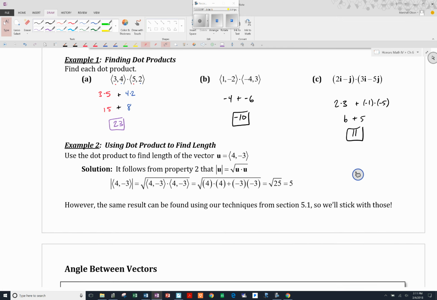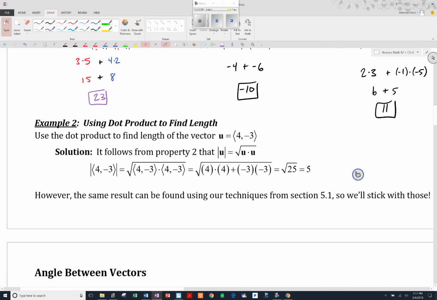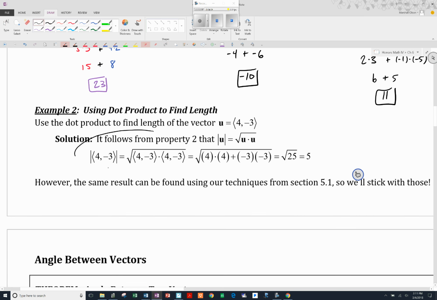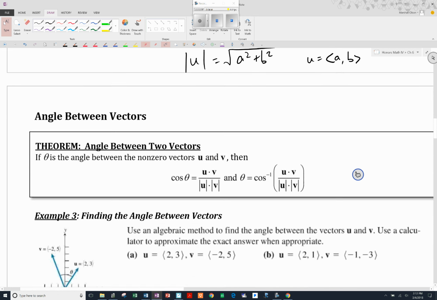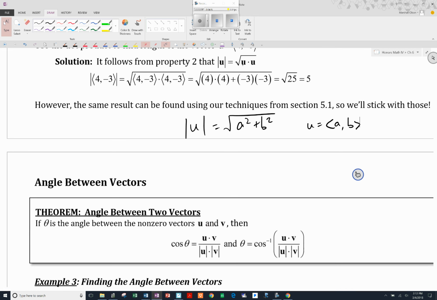Dot product can be used to find length or magnitude. And it goes through this little process right here. Basically, what you're saying is just giving another way to find magnitude using the a squared plus b squared method that we used in the last section. So what I just wrote here is we're just going to use that technique from 5.1, basically that the magnitude of u is the square root of a squared plus b squared, where a and b are the vertical and horizontal components. So just how we have been finding magnitude, we're just going to stick with that. But you can use the idea of squaring a vector in order to find its magnitude.